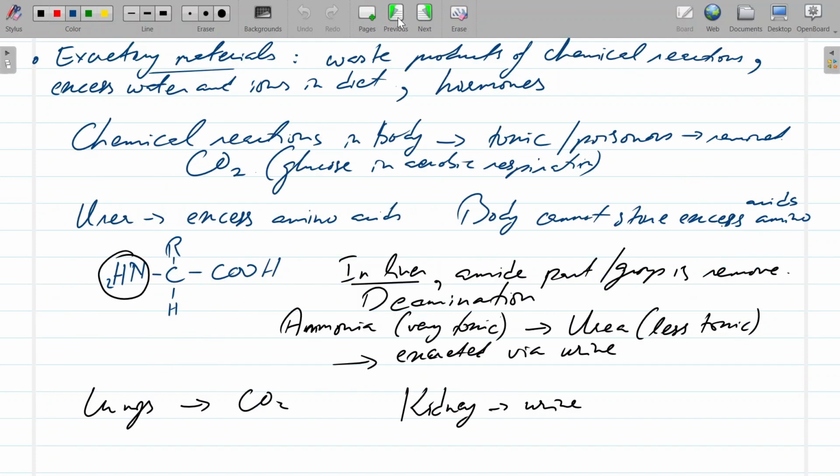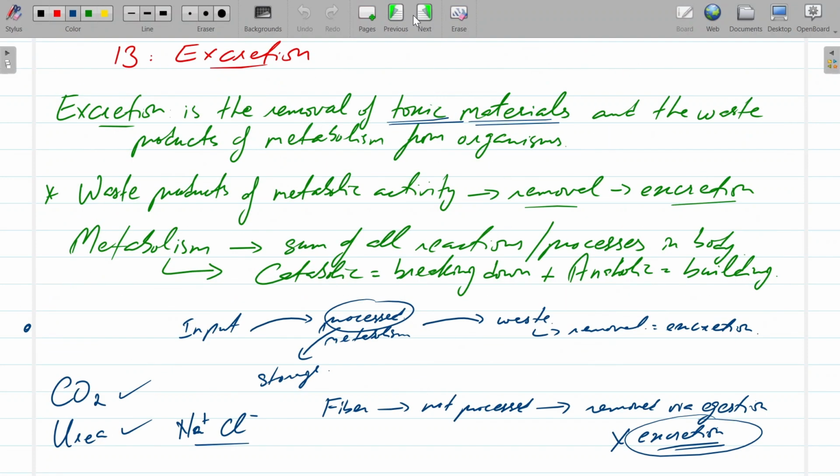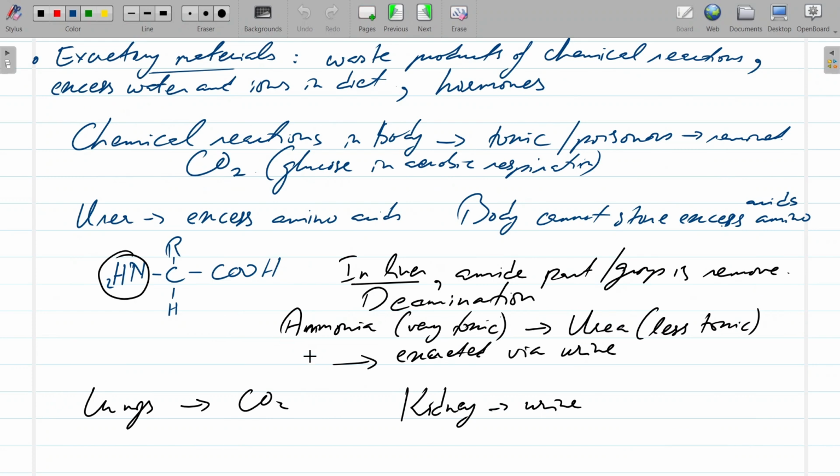The microscopic structure of kidneys. Oh, by the way, the ammonia is very toxic and it's also alkaline. So if it's there in your body, it will affect the pH of your blood.